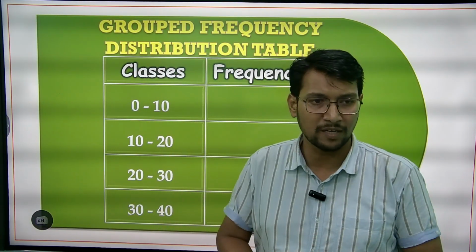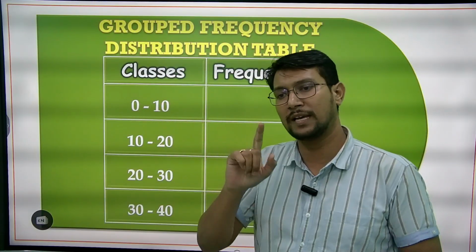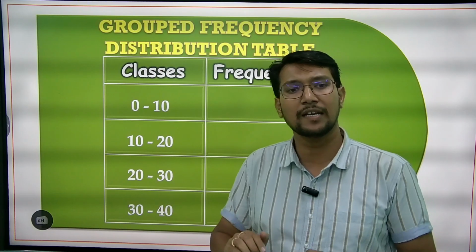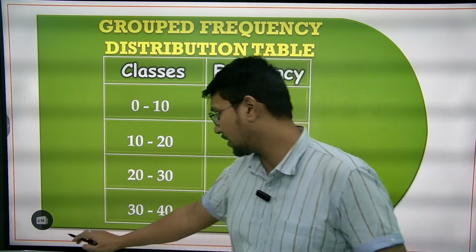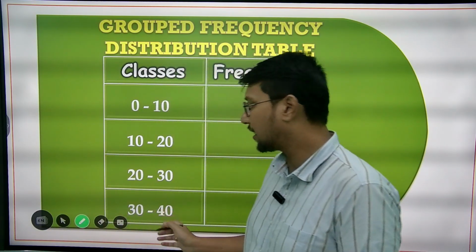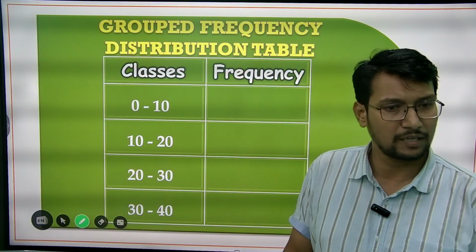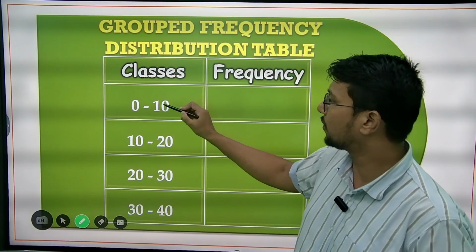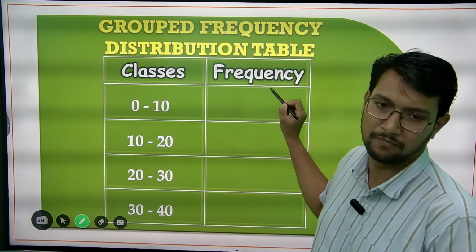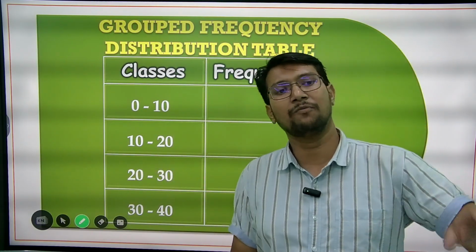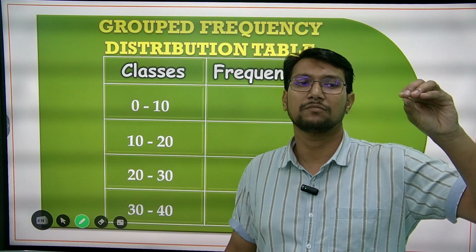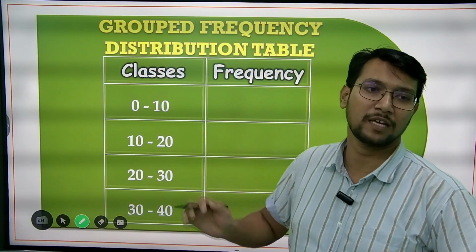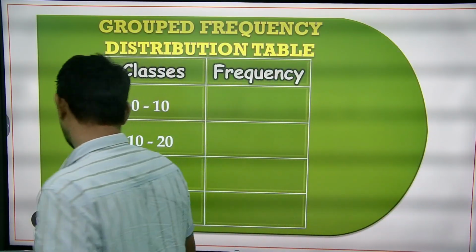We have divided those 40 marks into 4 groups. Those who have secured 0 to 10 will come in the first group, 10 to 20 in the second group, 20 to 30 the third group, and 30 to 40 the fourth group. Frequency means, suppose 5 students have secured 0 to 10, so their frequency is 5.